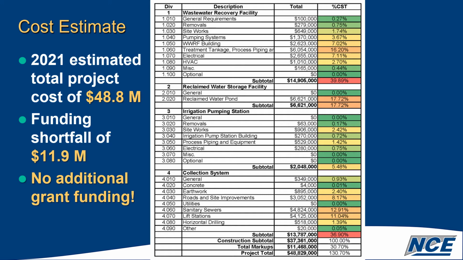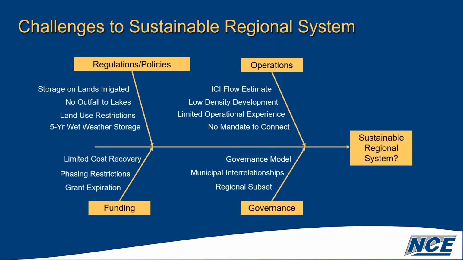So this is a major problem. And we have to ask the question, why? What happened to this? When we think about major cost increases in this project, we have to step back and say, why? Why does this happen? And probably the bigger question is, can a sustainable regional system actually be created at this location given the economics and some of the constraints?